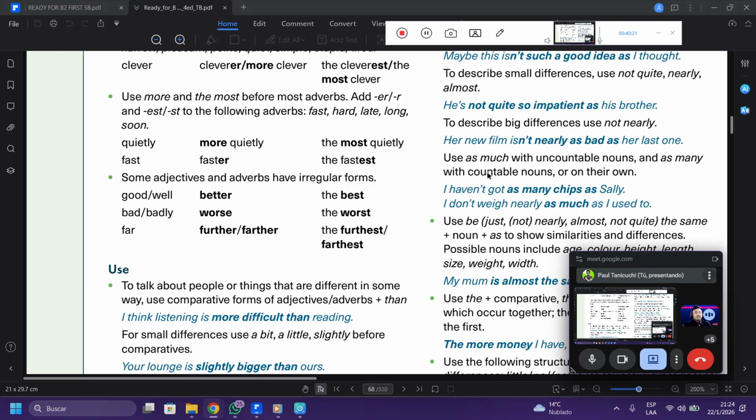To describe big differences, in this case, we have to use only not nearly. For example, her new film isn't nearly as bad as her last one. In this case, we use one more time the expression as: as, then an adjective, and as, and then the object. For example, you can say, my teacher isn't nearly as good as the other one.